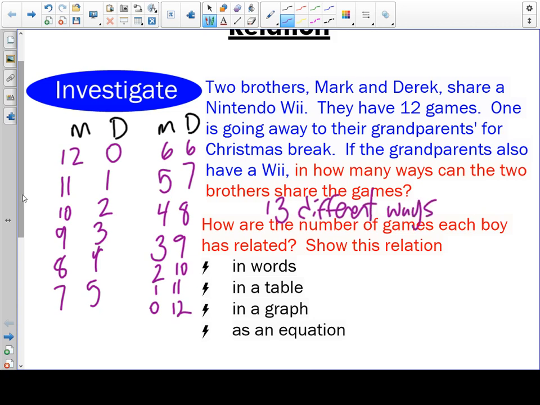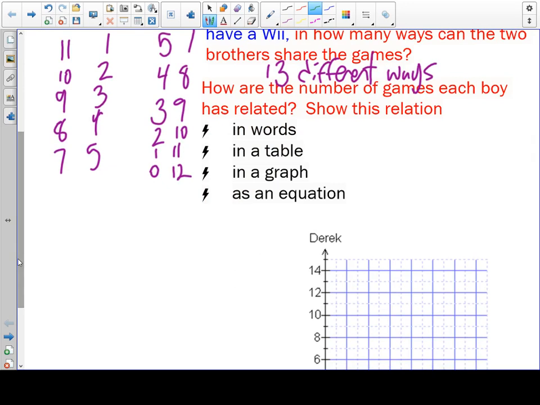Now, how are the number of games each boy has related? Show this relation in words, in a table, in a graph, and as an equation. So we have to represent this relationship in each of those different ways. You have to be careful, okay? You have to know how to express it in each of these different forms. So in words, it's not that bad. In words, what can we say?